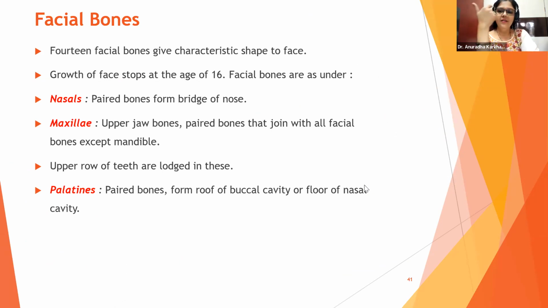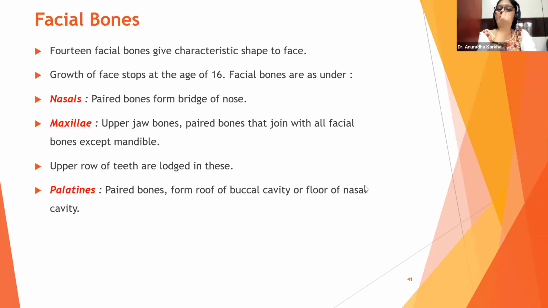So जो भी nose का shape है, आपके cheek bones का shape है, eye orbits का shape है, chin का shape है, is going to remain like this only now. Okay. So facial bones are as under. We have got paired bones which form the bridge of the nose. 2. Maxillae, upper jaw bones, which are paired bones that join with all facial bones except the mandible. So maxillae don't pair with mandible. Mandible is movable as I showed you just now. Upper row of teeth are lodged in the maxillae.